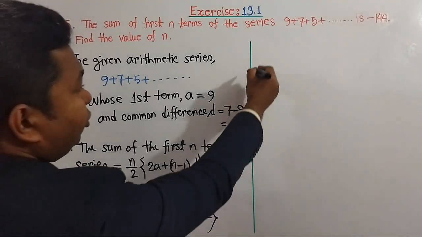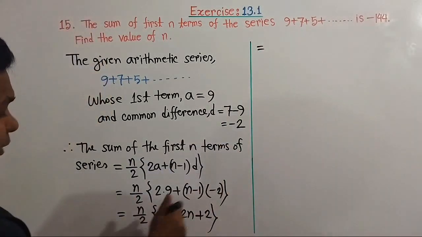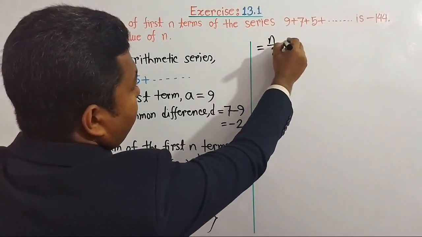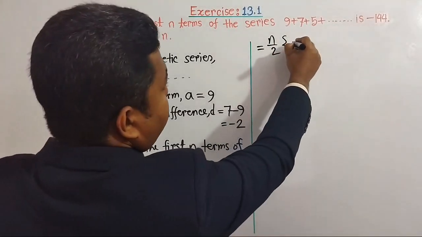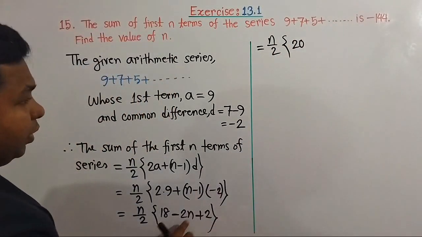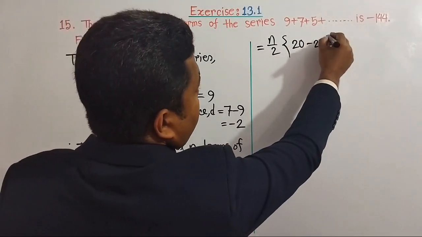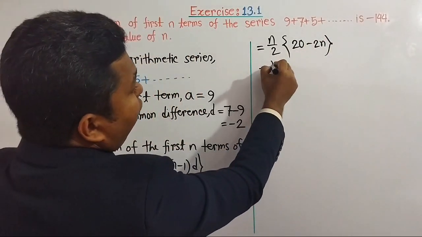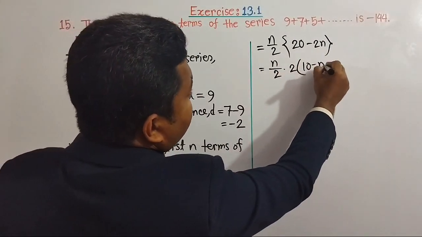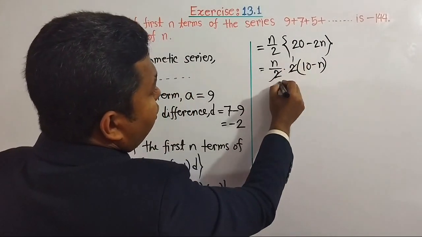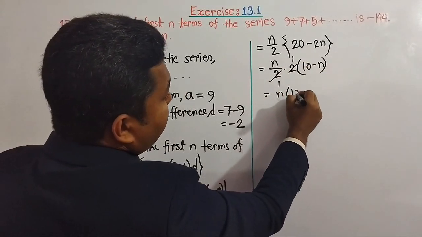Then by calculation we will get n by 2, here 18 plus 2 equal to 20 minus 2n. Now taking common 2 we will get n by 2 into 2, here 10 minus n. Then by calculation we will get n into 10 minus n.